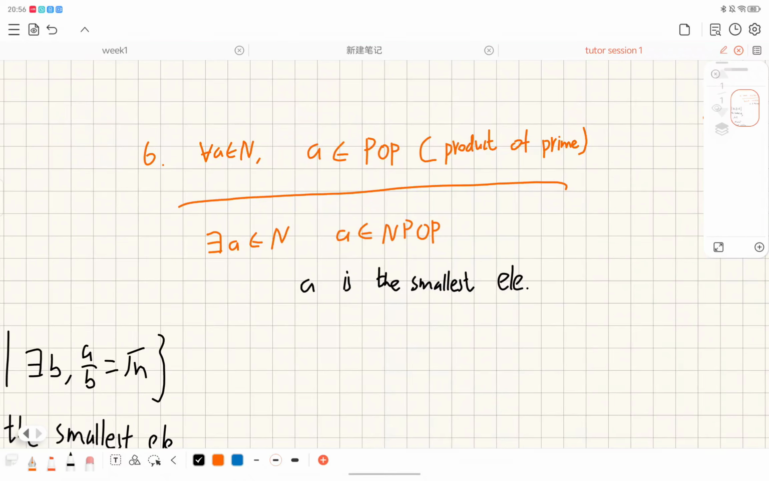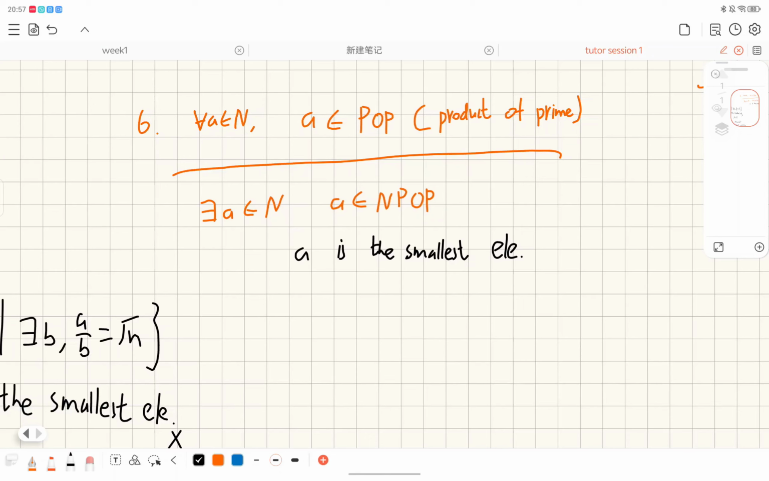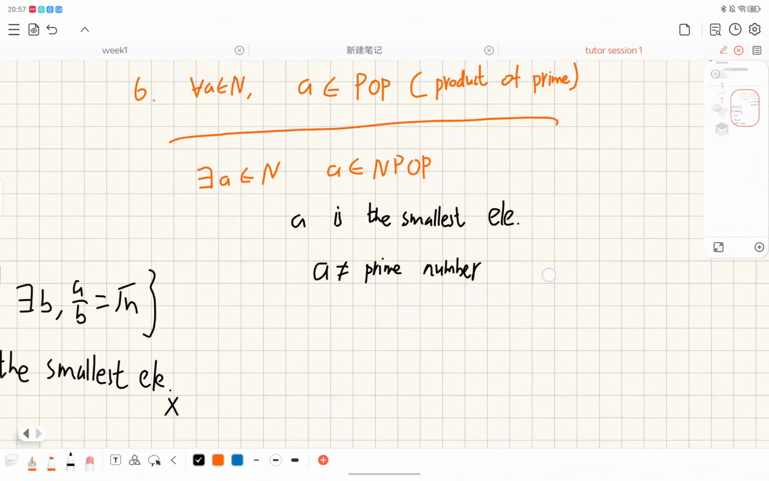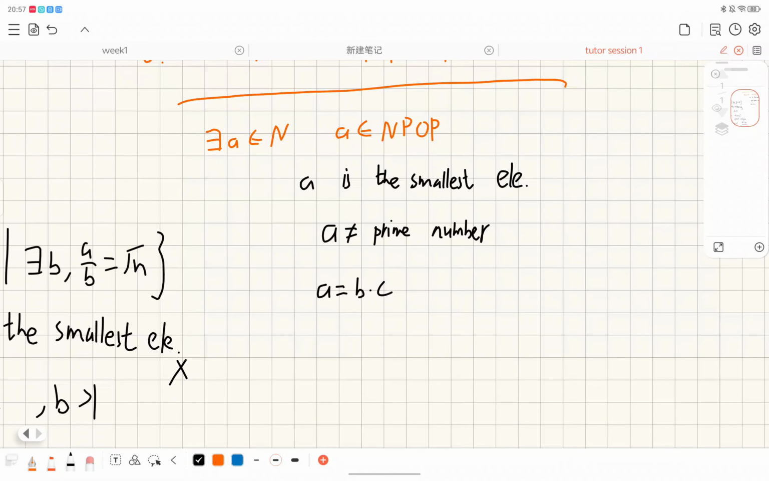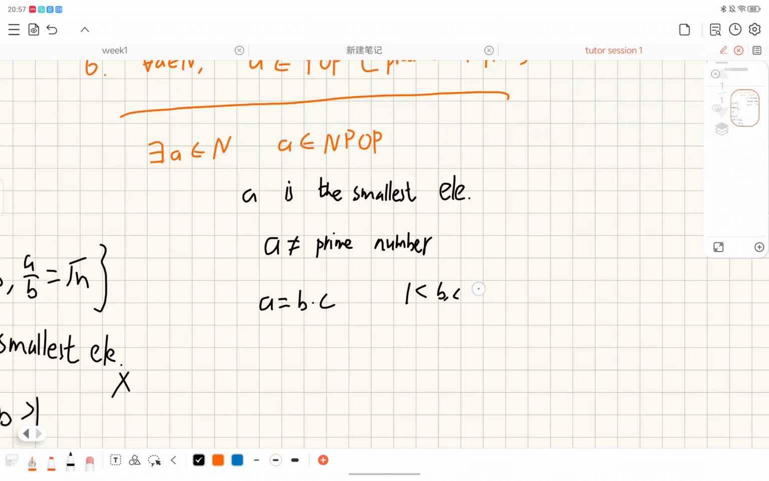Of course, again, we want to use the well ordering. Suppose a is the smallest element and a cannot be represented as a product of primes. Can a be a prime number? Of course not. A prime number itself is a product of primes. So a is not a prime number, which means a can be written as b times c, and both b and c are larger than 1, which means b and c are both smaller than a. Let's write something like this. So we know that 1 is smaller than b, c, which are smaller than a.